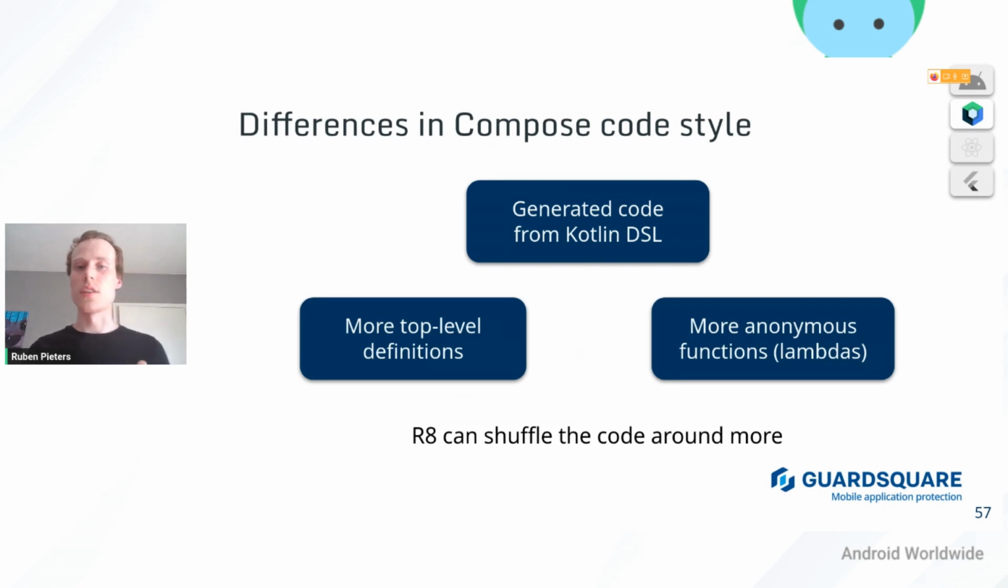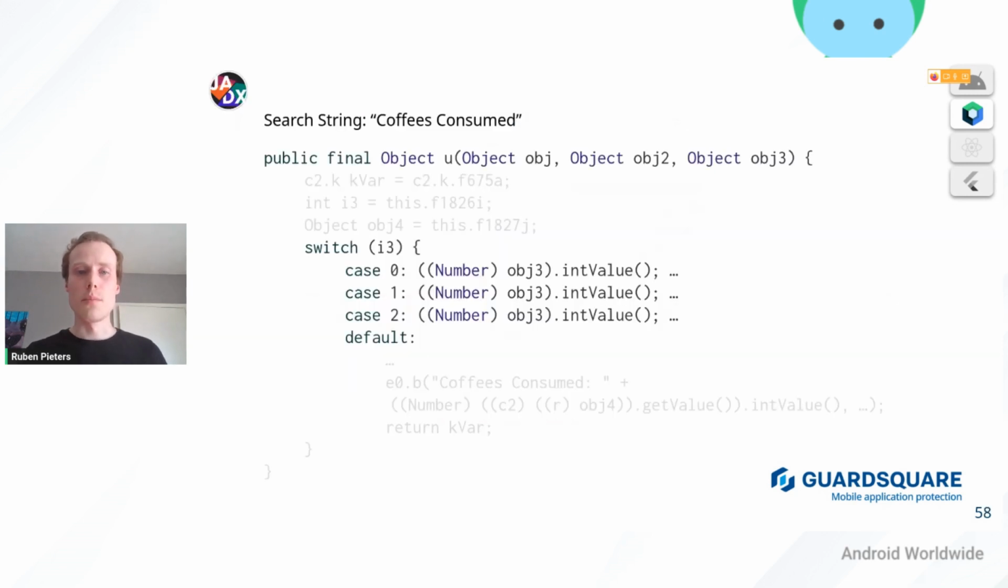That's because in addition to the normal Kotlin compiler, we also have this Jetpack Compose DSL that's being transformed in some different ways. We also have these anonymous functions. We have more top-level definitions, which means that R8 can actually shuffle and optimize the code around quite a bit more. There's also some optimizations that are tweaked to deal with code that occurs a lot in these Jetpack Compose applications. So this is one example of that thing that you might encounter.